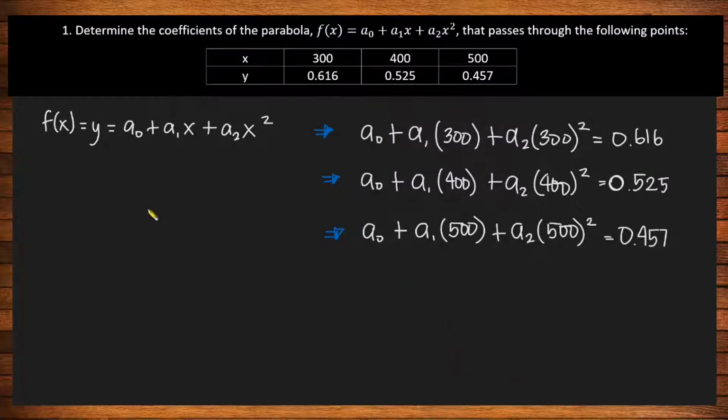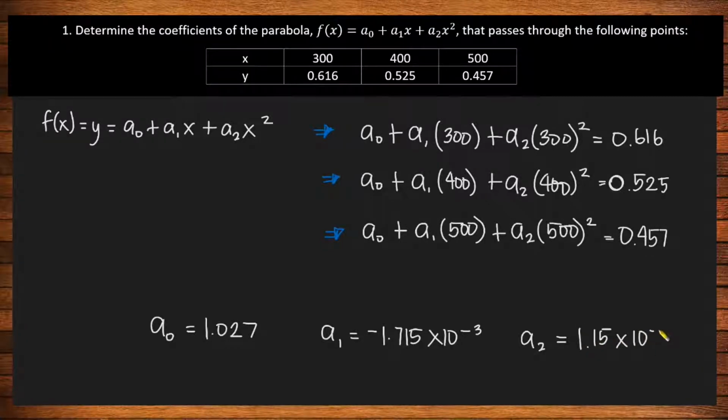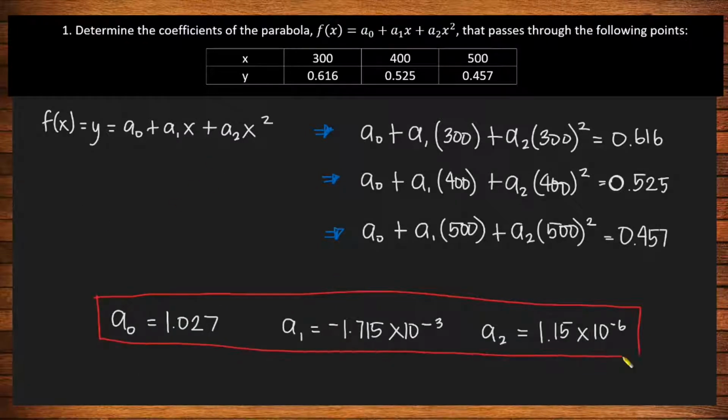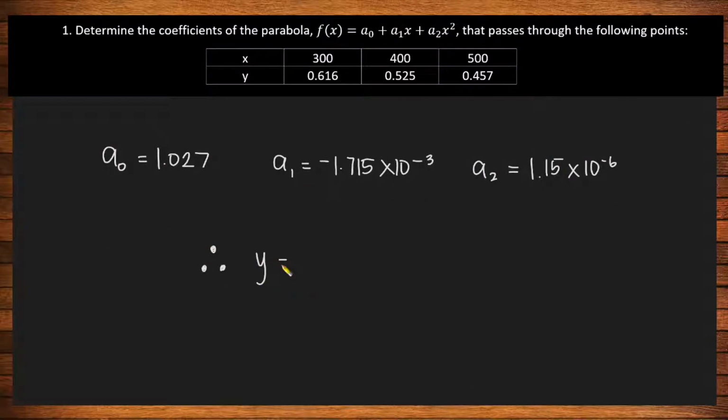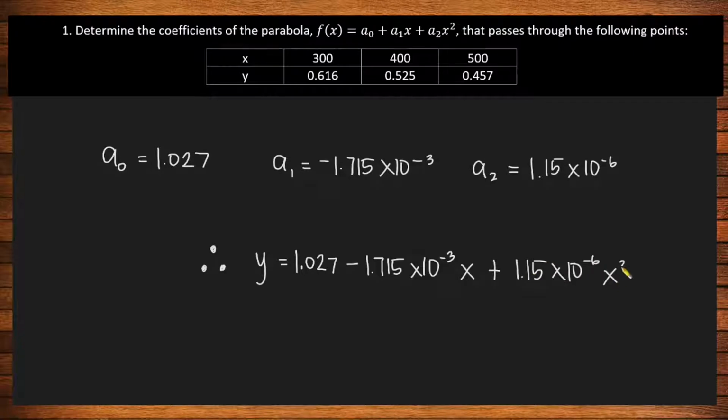So, for our first coefficient, a sub 0, that will be equal to 1.027. And then for our second coefficient, a sub 1, that will be equal to negative 1.715 times 10 raised to negative 3. And then for our third coefficient, a sub 2, that will be equal to 1.15 times 10 raised to negative 6. Therefore, yung polynomial natin that will pass through all of the given data points will be y equal to 1.027 minus 1.715 times 10 raised to negative 3 x plus 1.15 times 10 raised to negative 6 x squared.